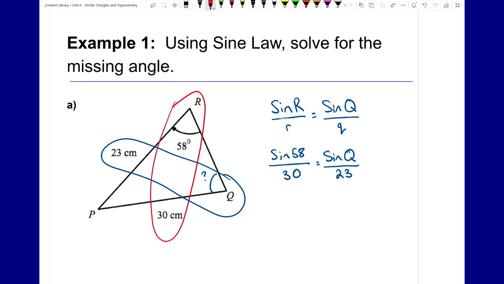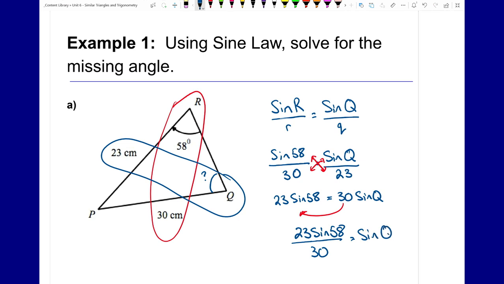Again, we have fractions here, so we want to get rid of them. We're going to cross multiply. So I get 23 times sine 58, which is equal to 30 times sine Q. I want to get Q by itself. So before I get rid of the sine, I'm going to get rid of the 30 by moving it over to the other side, very similar to our last lesson where we got rid of a value to isolate our variable. So we get 23 sine 58 divided by 30 equals sine Q.